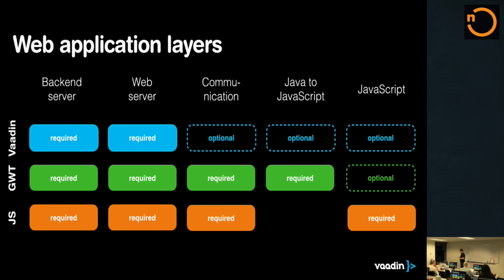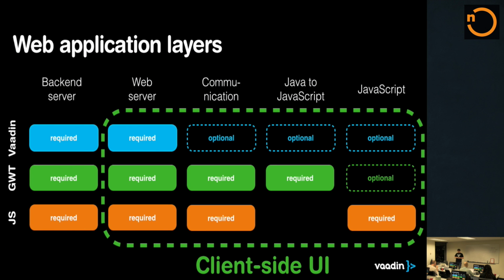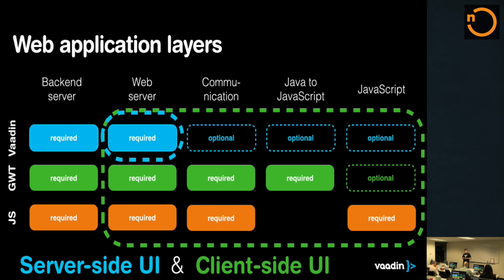With Vaadin, it's a bit of a different beast. You are required to write the server-side UI layer, and of course you have the backend. But because you can write any of these layers, you can actually build client-side UIs with Vaadin. And you can build server-side UIs with Vaadin. This is a bit of a strange approach, having two programming models in one framework.